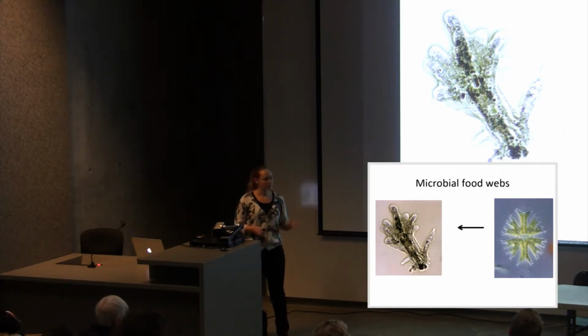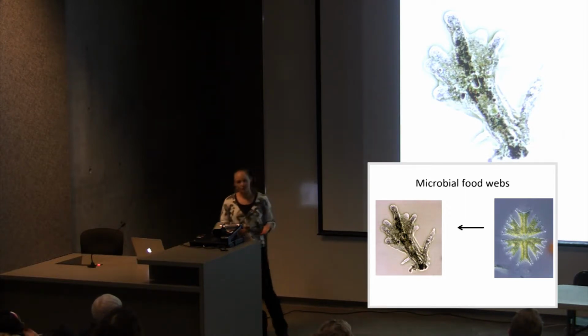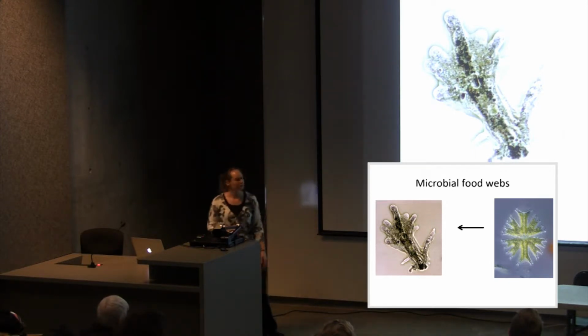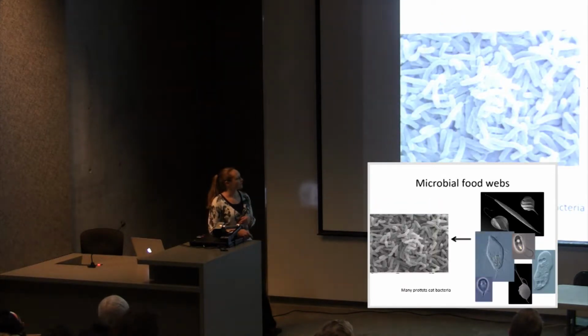So they take energy from the sun and carbon dioxide, and they make their own food like that. And this amoeba will eat these algae a lot. And lots of different types of algae, lots of different types of amoeba and other things that are eating it. So that's one example of a link in a microbial food web.